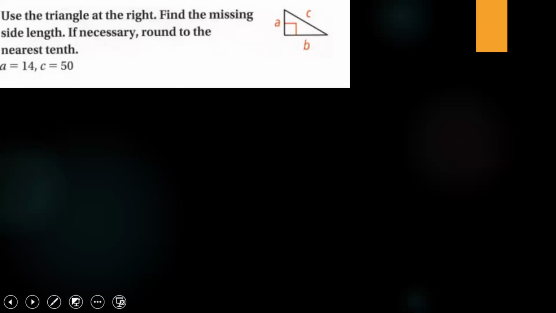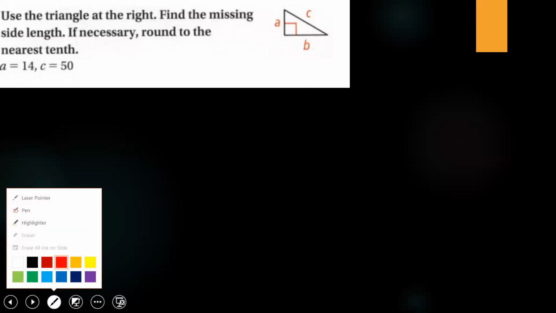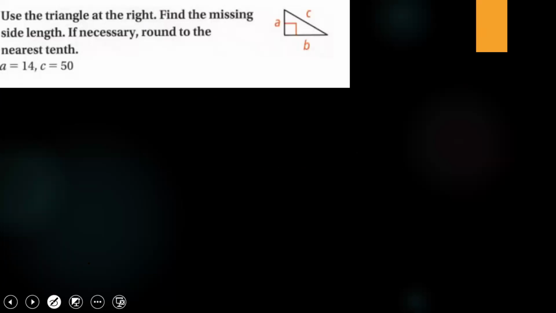Here they told me the length of each side, the length of A and C, and I want to find the missing one, which is B. So now let's draw the triangle. A is 14, B is, sorry, C is 50. I want now to find B if this is a right triangle.